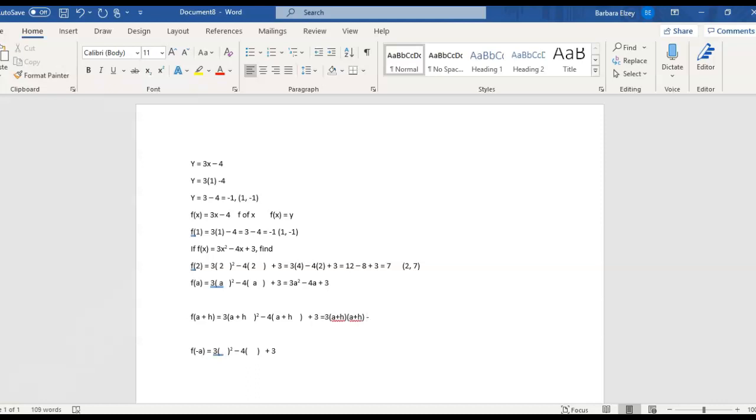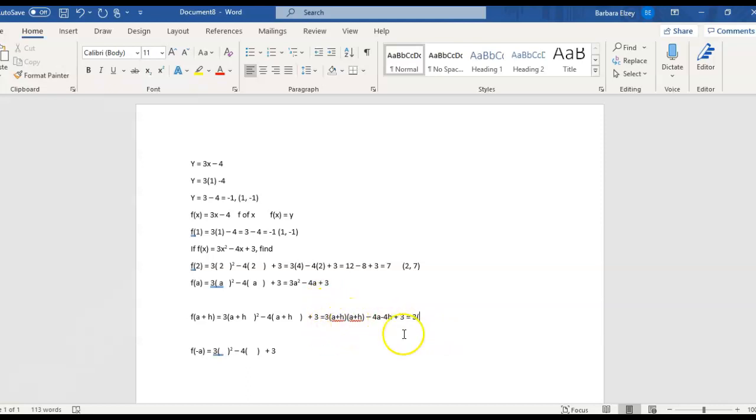And I'm going to go ahead and distribute that negative 4 through those parentheses. So that's negative 4a, negative 4h, and then I still have a plus 3. But we still need to multiply all of this out right here. I'm going to multiply the a plus h's first, and then afterwards I'll distribute the 3. So I'll leave the 3 alone here. Let's multiply out the a plus h's.